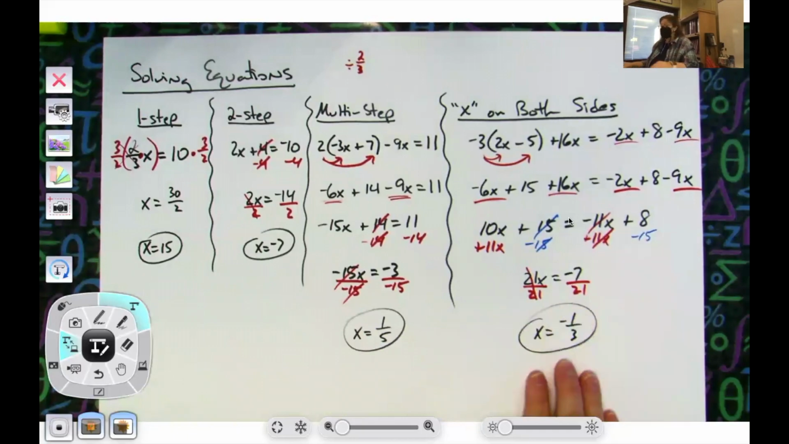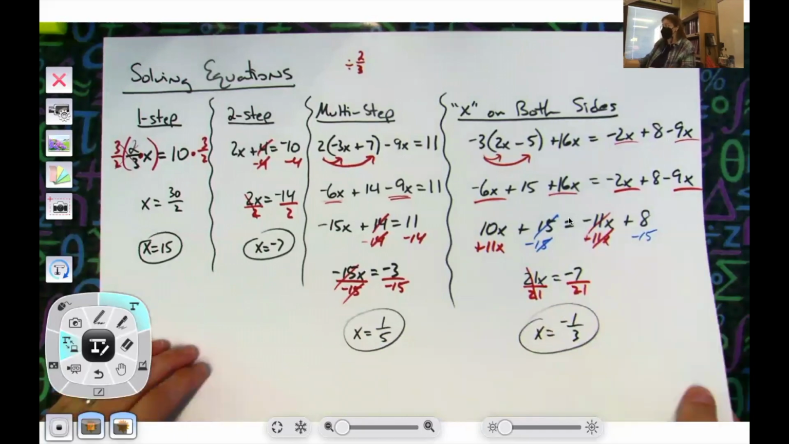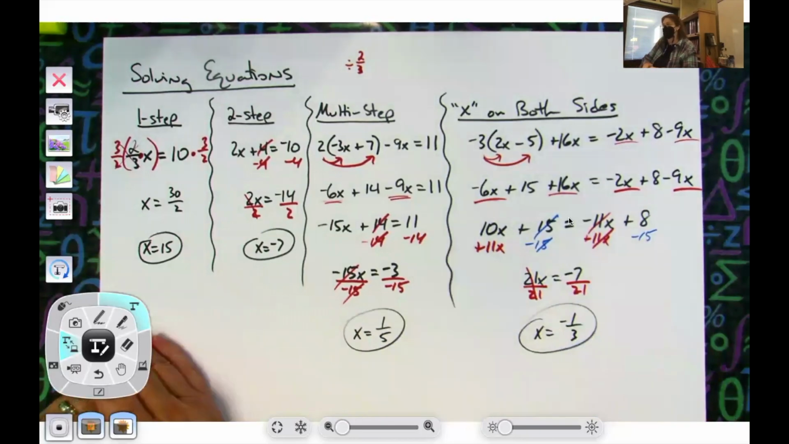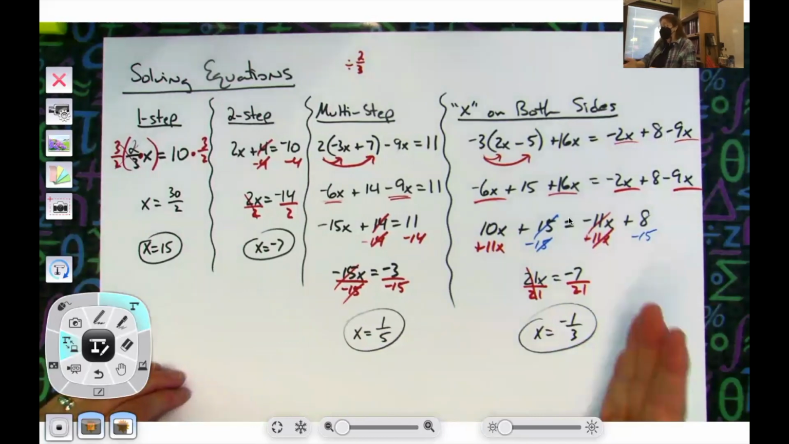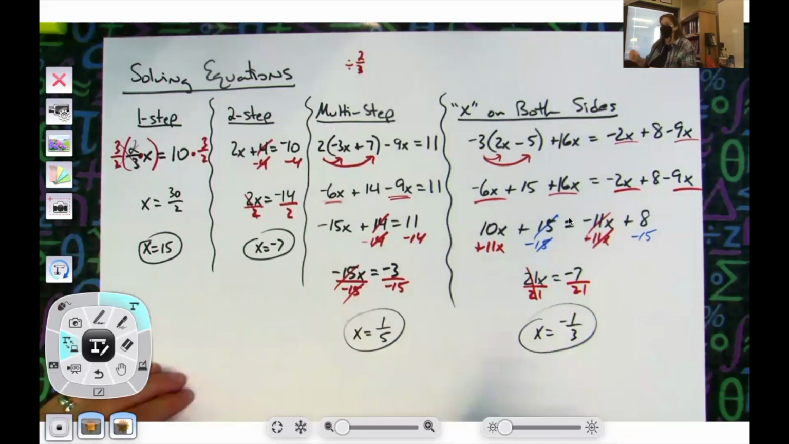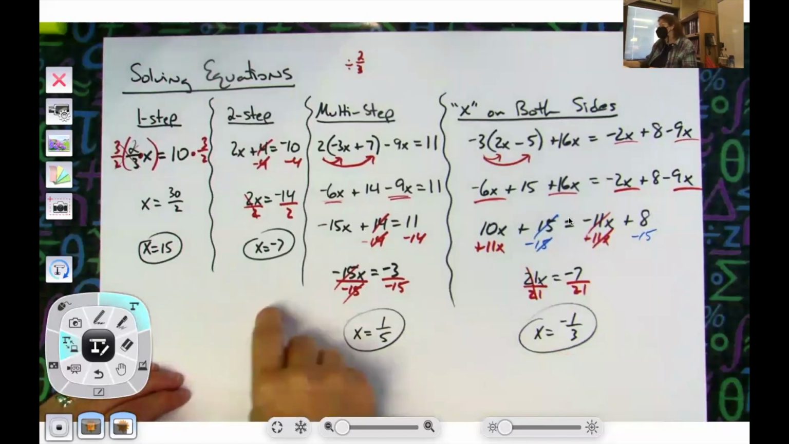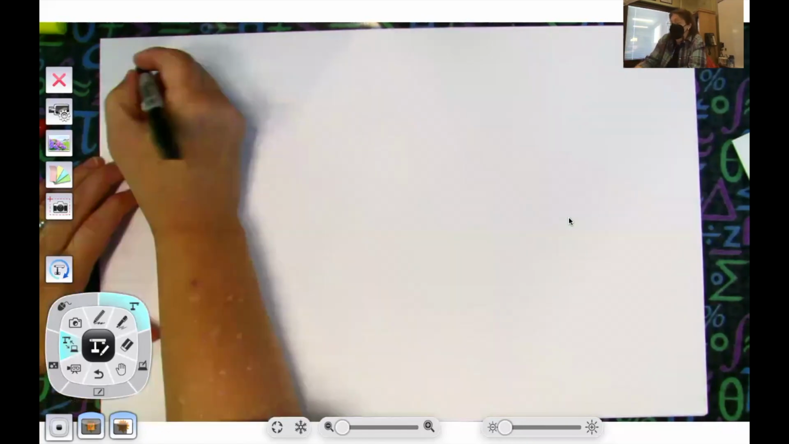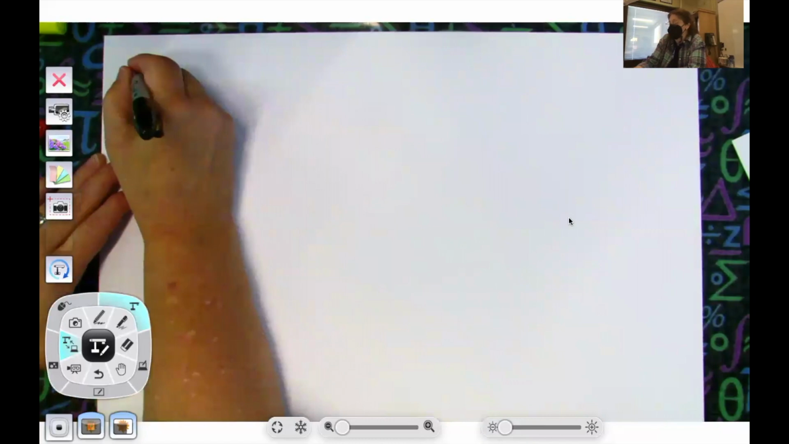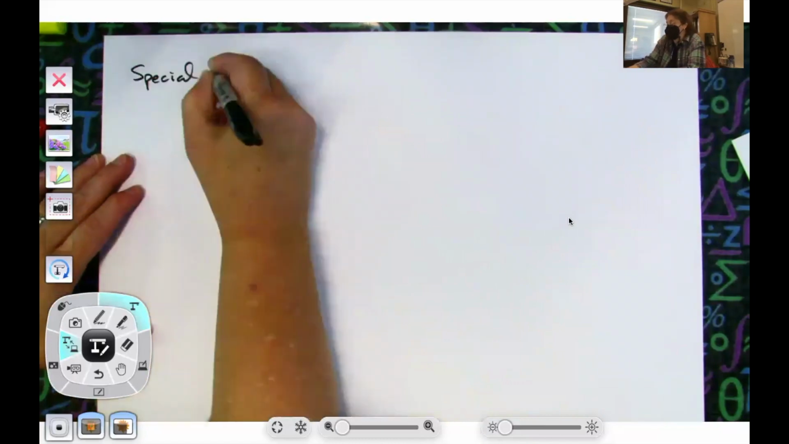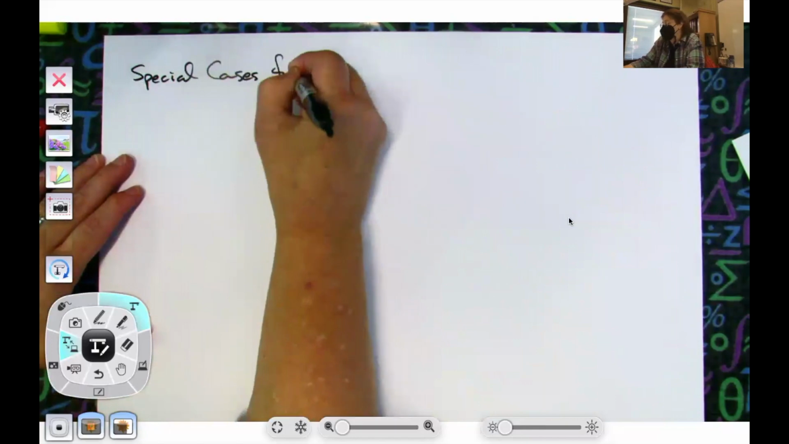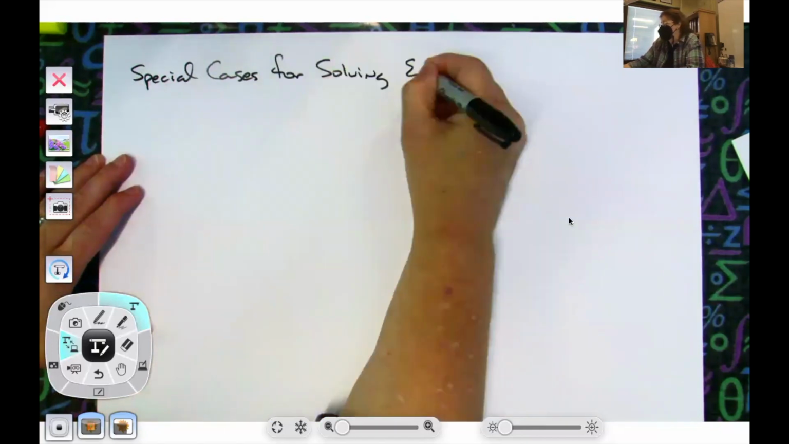Now, I'm assuming that's probably about as far as you've got because of the questions that were missed in the pretest. Up to this point, when you work these out, you are always getting an answer. And we're always going to get some type of answer, but we don't always have to have a numerical answer. So there are going to be some special cases for solving equations. So let's do special cases for solving equations.